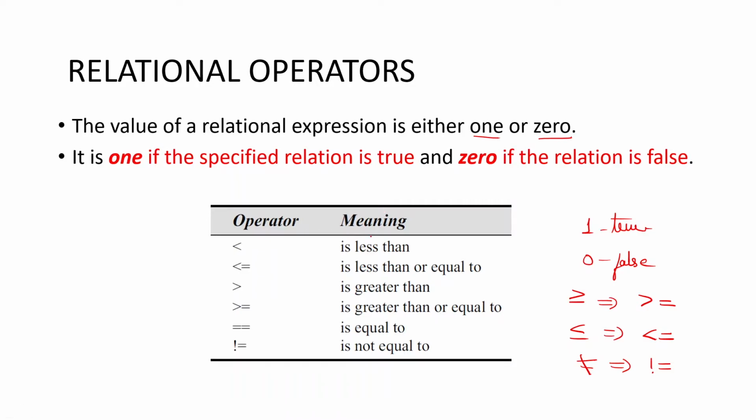Note that this is not a single equal, which is the assignment operator. For example, C equals A plus B means that the value of A plus B is assigned to C. But when we write C double equal A plus B, it is checking whether this value and the A plus B value are equal. So double equal means it is checking whether they are equal.